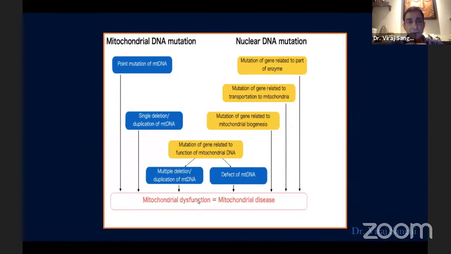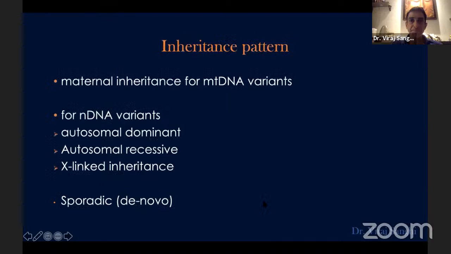This slide basically shows you the different pathogenesis. On one hand, you have mitochondrial DNA mutations, either point mutations or deletions and duplications, leading directly to mitochondrial dysfunction and therefore mitochondrial disease. And on the other side, you see the nuclear DNA mutations, which through various processes can give rise to mitochondrial dysfunction and eventually mitochondrial disease.